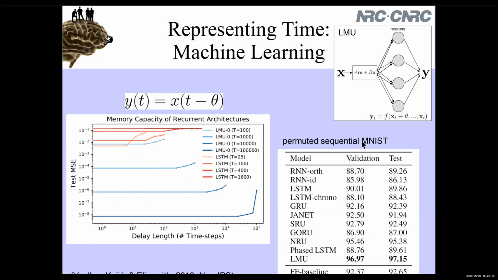And also on another benchmark that they use, permuted sequential MNIST. This is recognizing digits by giving you 1 pixel at a time in a fixed random order. It outperforms state-of-the-art on that task with fewer parameters. So that's cool from the machine learning side.